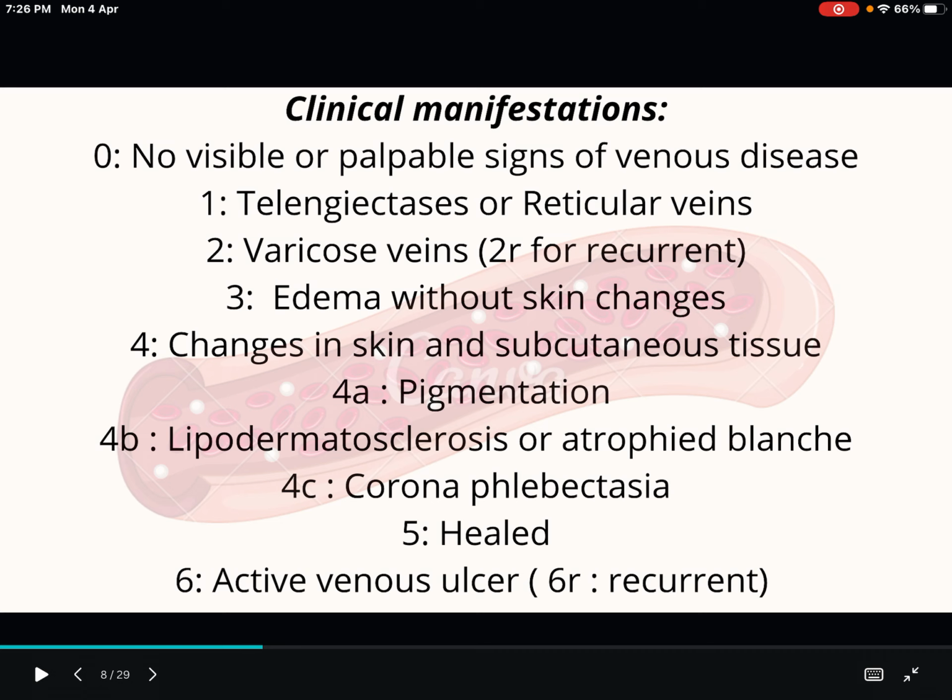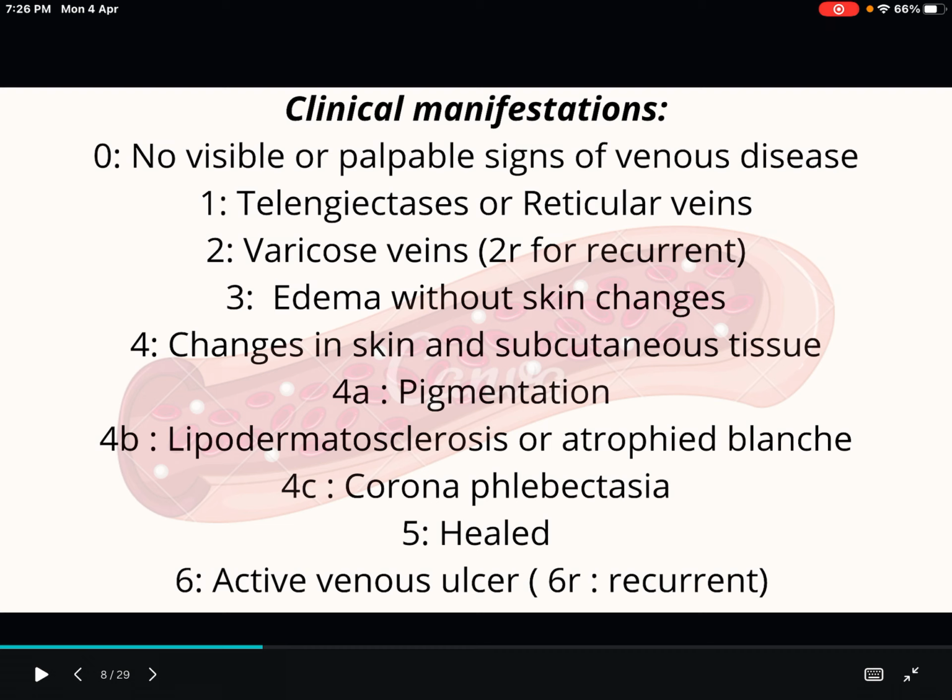3 for edema without any skin changes, and 4 for changes in the skin and subcutaneous tissue along with edema. 4 is again subdivided into 4A, 4B and 4C, and that is not important. If you want, you can remember: 4A for pigmentation, 4B for lipodermatosclerosis, and 4C for corona phlebectatica. Number 5 is given for the healed ulcer, number 6 is given for the active venous ulcer, and 6R is for recurrent active venous ulcer.